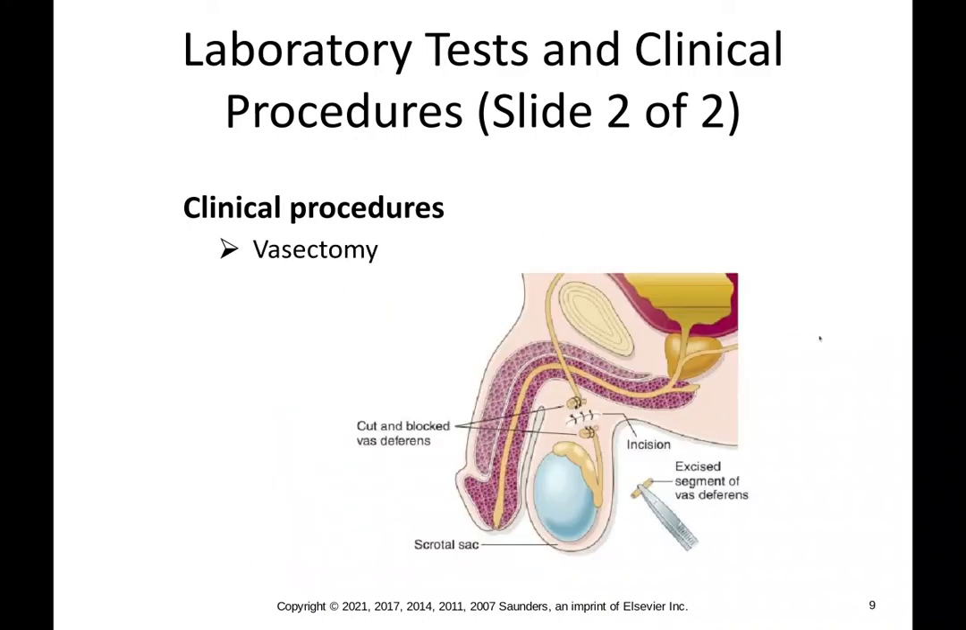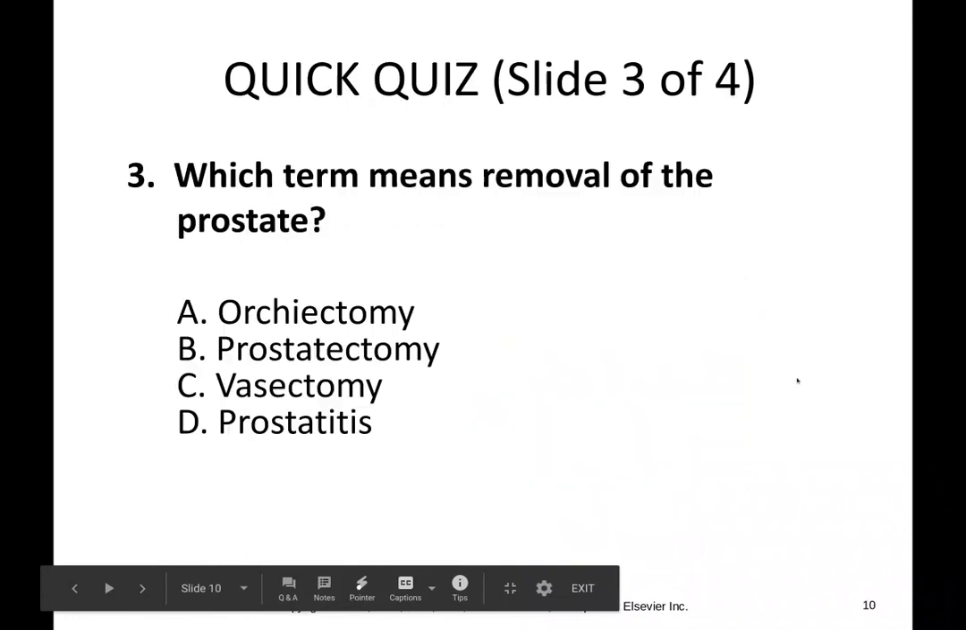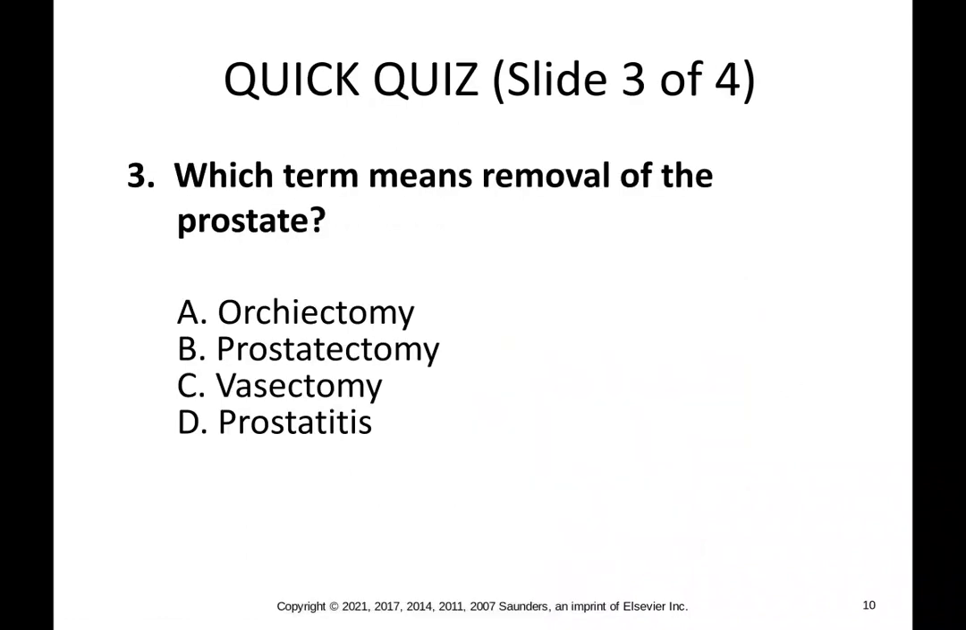Clinical procedures also include the vasectomy. So that is when the physician makes an incision right here, just goes in, cuts, and then blocks off both ends of the cut vas deferens, and then removes the excised segment and sutures it back up. So that is a form of sterilization.